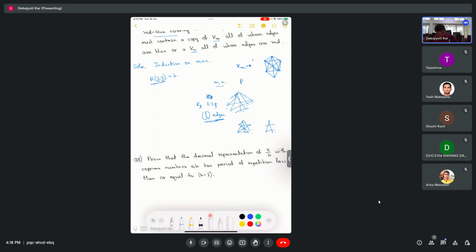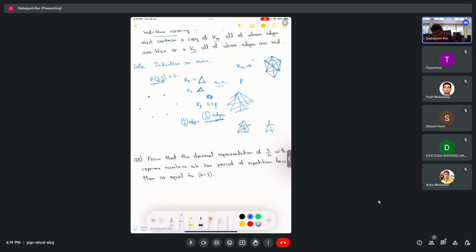Okay, so we have 6 vertices. Now all the 6 choose 2 edges are there, and we are coloring these 6 choose 2 edges with two colors, red and blue. And what do we want? We want to show that no matter how we color these edges, we will always be able to find a K3. K3 is just a triangle, right? 3 vertices, it's just a triangle. So we will be able to find either a triangle which is blue in color or another triangle such that all these edges are red in color. So let's try to prove this.